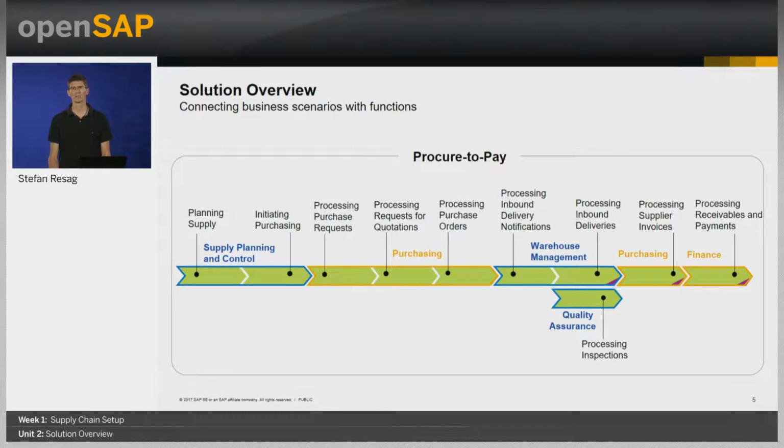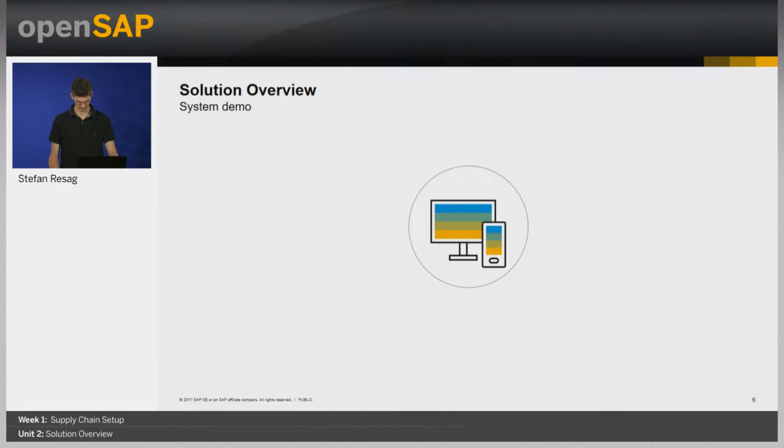In addition, we will do deep dives for certain functions like available to promise, which is part of sales, and have a closer look at supporting concepts like serial number management or identified stock management. Now, where can you find the solution scope in the system? Let's have a look.